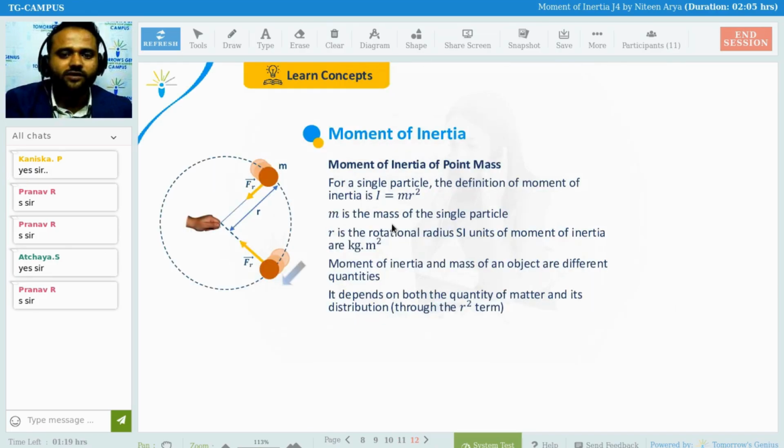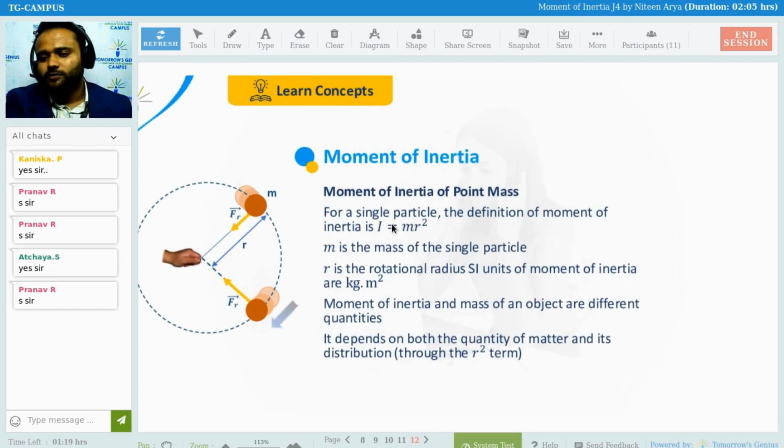So this is just moment of inertia. I already explained this in great detail, what moment of inertia is and everything. Clear? Okay, let's talk about it. What is moment of inertia? For a single particle, the definition of moment of inertia is I equals m r squared, where m is the mass of a single particle and r is the rotational radius. The SI unit of moment of inertia is kilogram meter squared.